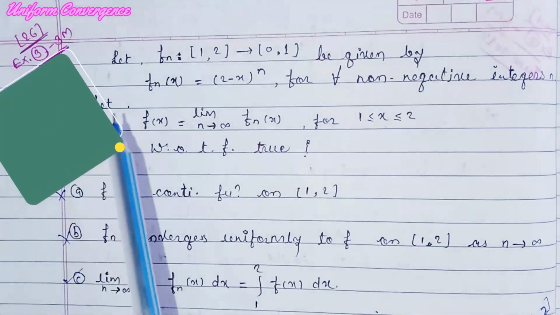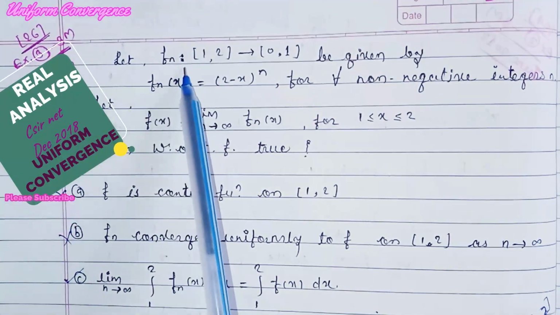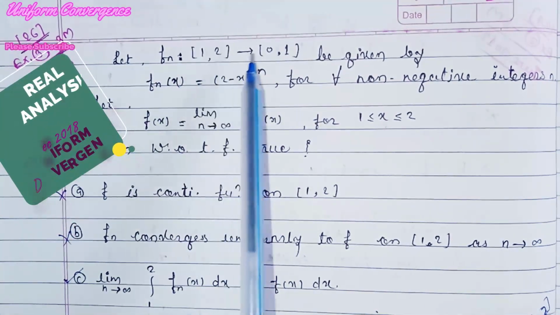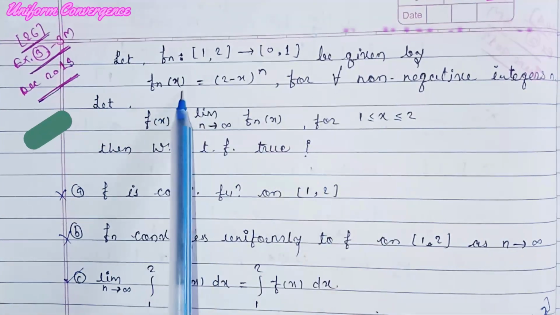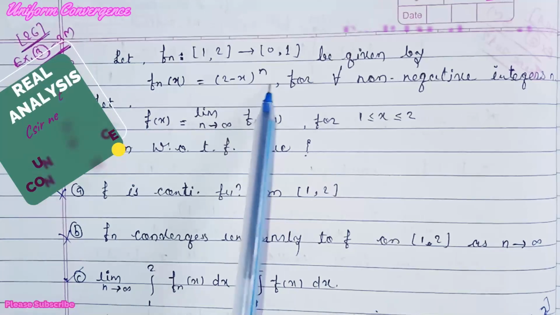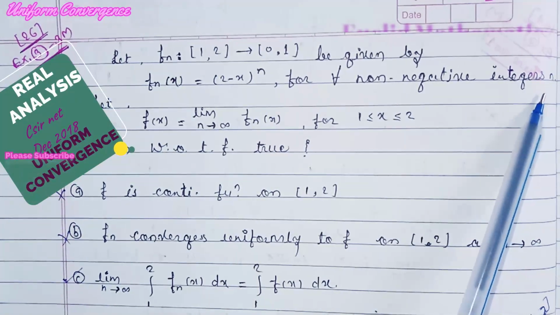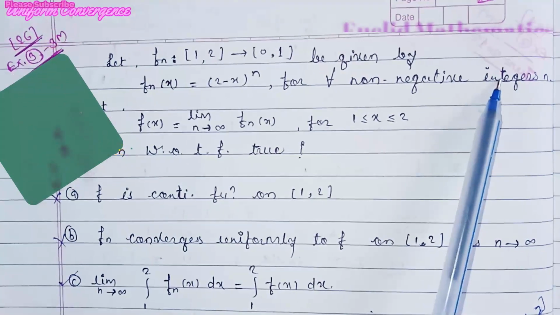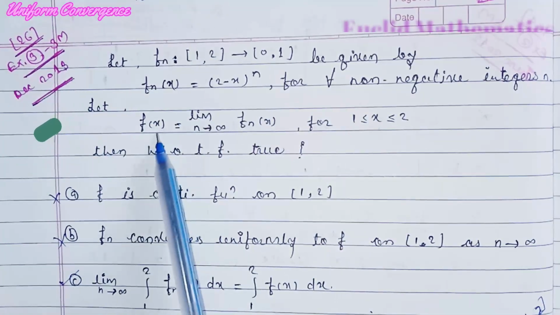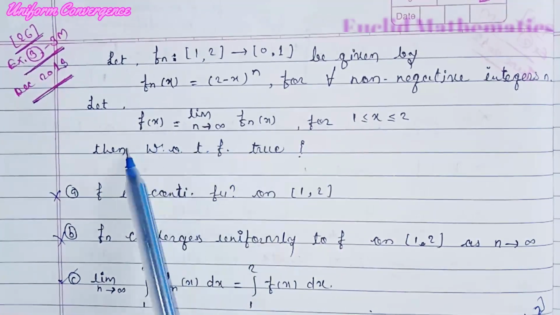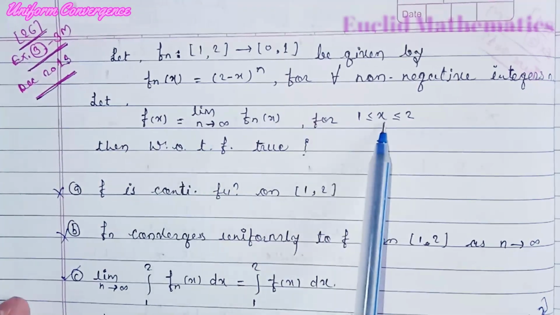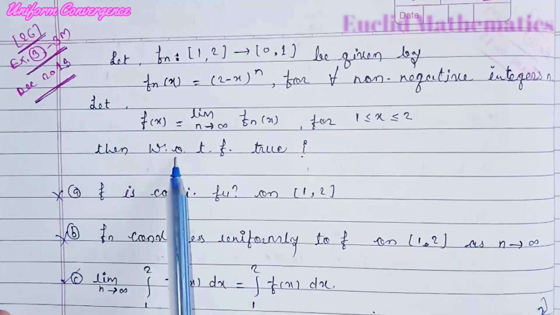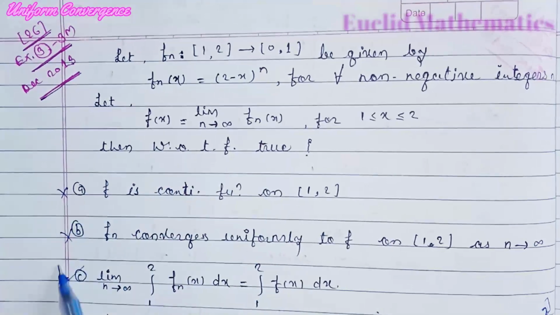Here the function fn is given on the closed interval, given by fn(x) = (2 - x)^n for all non-negative integers n. If the limit as n tends to infinity of fn(x) is equal to f(x) uniformly on the interval [1, 2], then we have to find out which one of the following options is true.